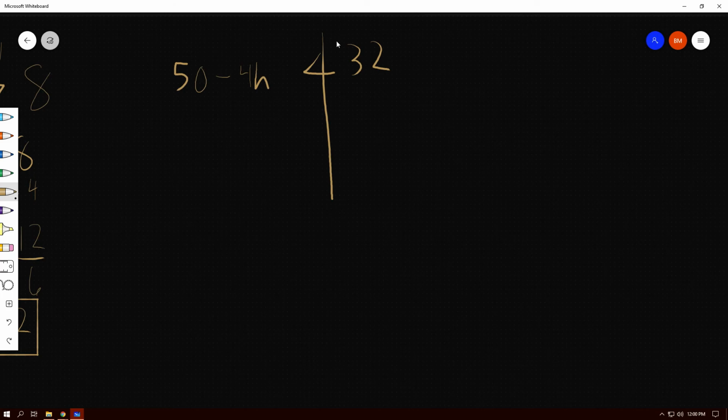Now, question 10 wants us to actually solve this. So what are we solving for? We're going to solve for how many hours it's going to take. All right. What's on the same side as the h? Well, the 50 and the -4. What's the furthest away? Well, the 50 is the furthest away. So I'm going to subtract both sides by 50. So I have -4h is less than -18.